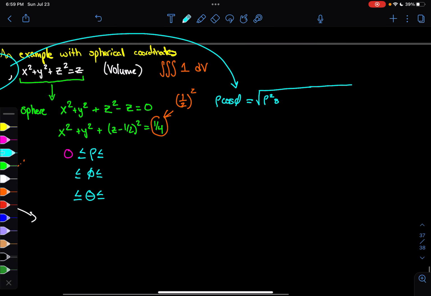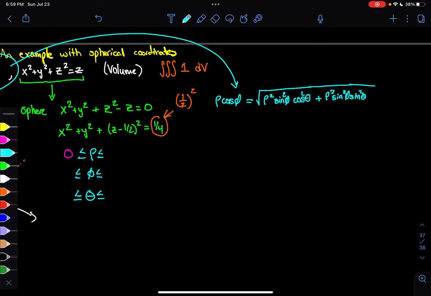So x, remember, it used to be r cosine theta, but it's going to be rho sine phi cosine theta, and all that squared, plus rho squared sine squared phi, and then sine theta squared. And lucky for us, we can actually do a little bit of factoring here. And what can we factor out?